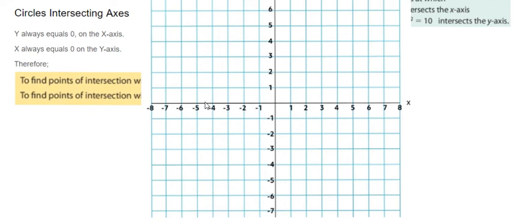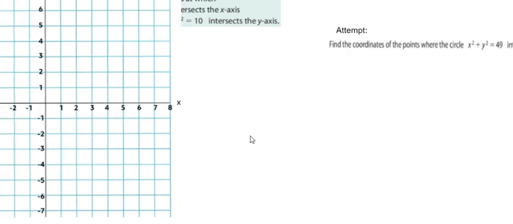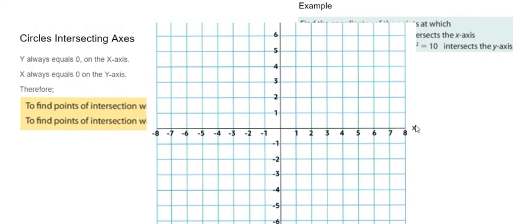Hi guys, so this is a video about circles intersecting axes. So you know that we've got an x-axis and we've got a y-axis on every coordinate graph. The x-axis is always the one going across, and the y-axis is the one going up and down. So if you read over here, circles intersecting axes: the y always equals 0 on the x-axis and x always equals 0 on the y-axis.